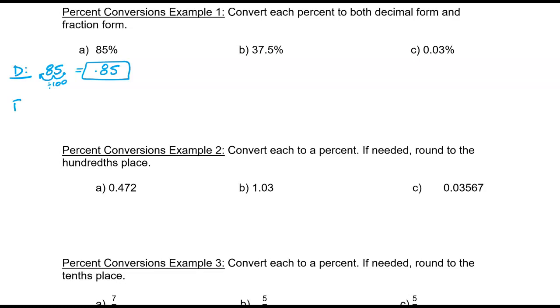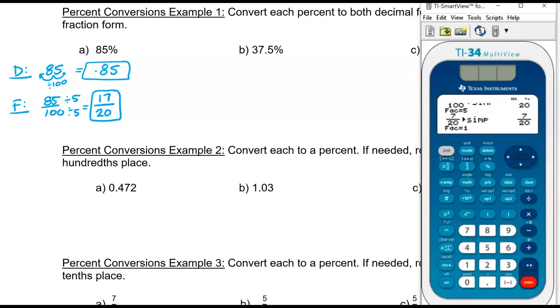And then for the fraction, I'm going to drop my percent sign and I'm going to write 85 over 100, and then I'm going to reduce. And so in this case, both of these numbers are divisible by 5. 85 divided by 5 is 17. 100 divided by 5 is 20. 17 and 20 don't have any common factors, so I'm finished. And 17 over 20 is the correct answer.